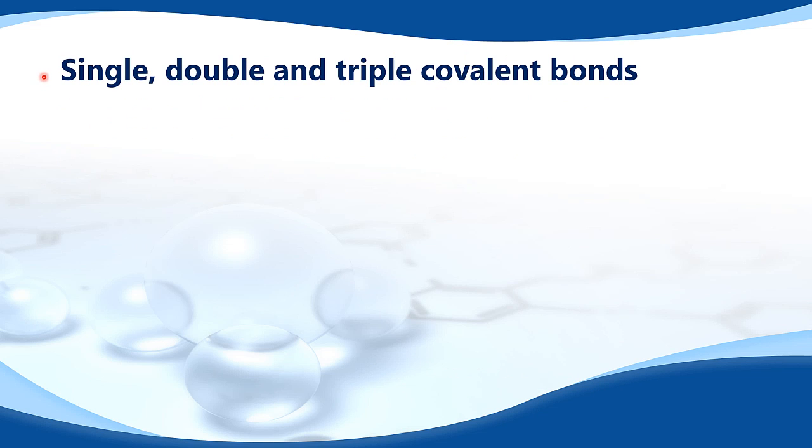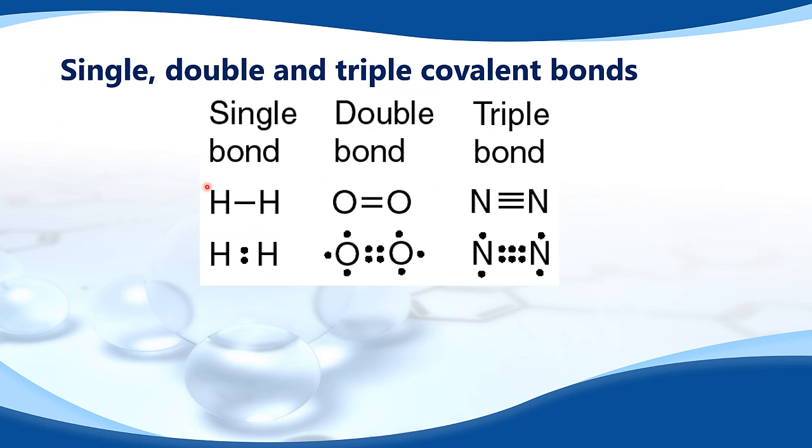Let's take a look at single, double and triple covalent bonds. Here we have 3 diatomic molecules. Diatomic means there are 2 atoms in a molecule. We have H2, which is hydrogen, O2, which is oxygen, and N2, which is nitrogen. So let's look at hydrogen first.